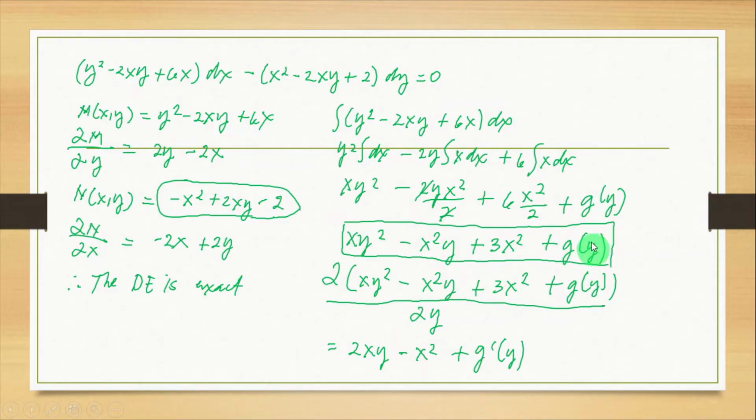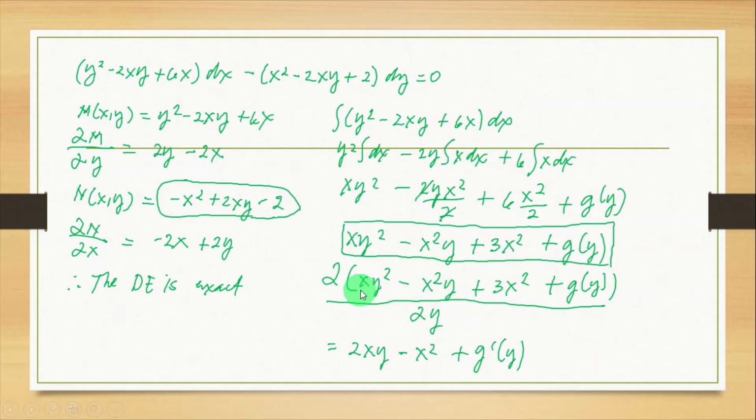So the main purpose here is for us to solve first for g of y. Okay, so the next step that we need to do is to get the partial derivative of the result with respect to y. So you have the partial derivative of xy squared minus x squared y plus 3x squared plus g of y.